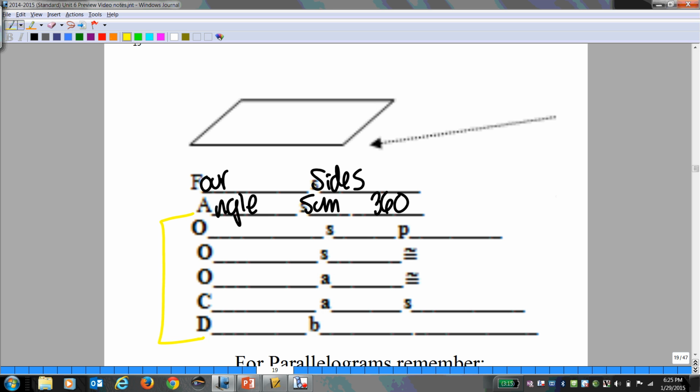You're going to remember them by the acronym OCD. Keep that acronym in mind. Ready? These are the qualities of a parallelogram. These you must memorize. Let's start with the most basic. It's a parallelogram because opposite sides are parallel.